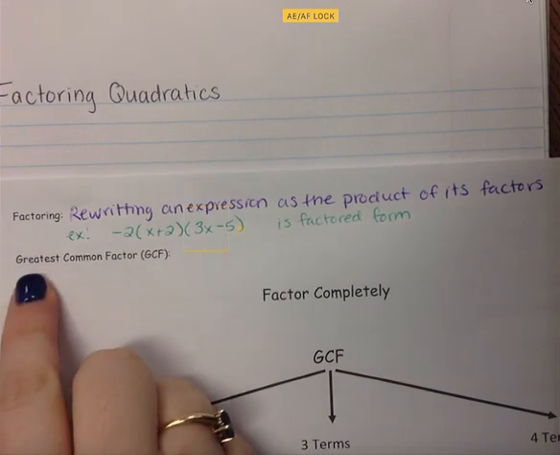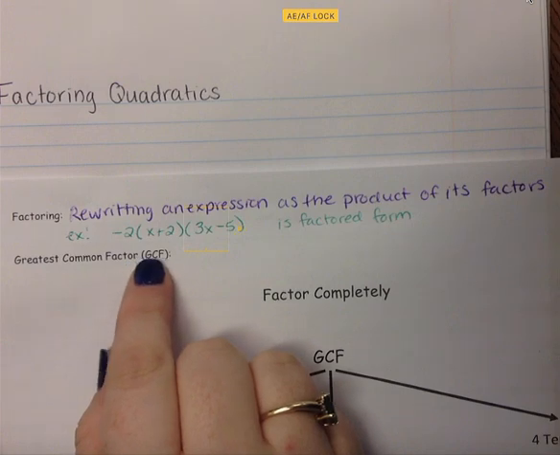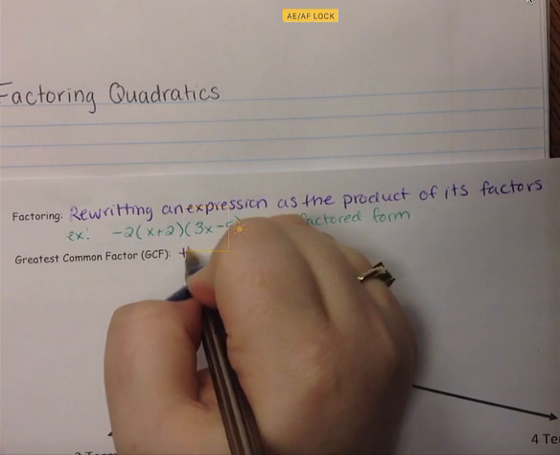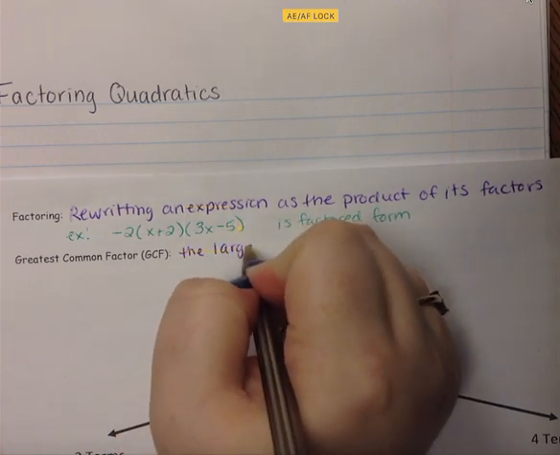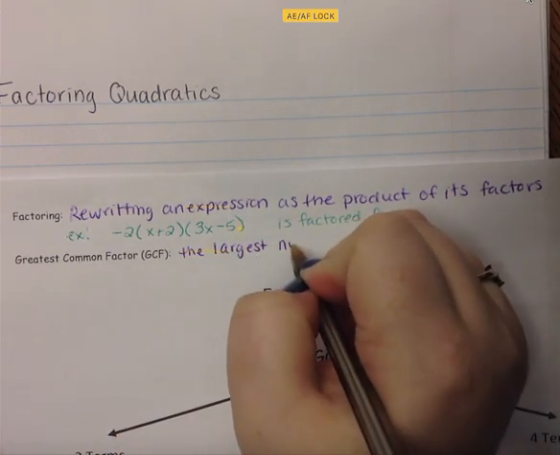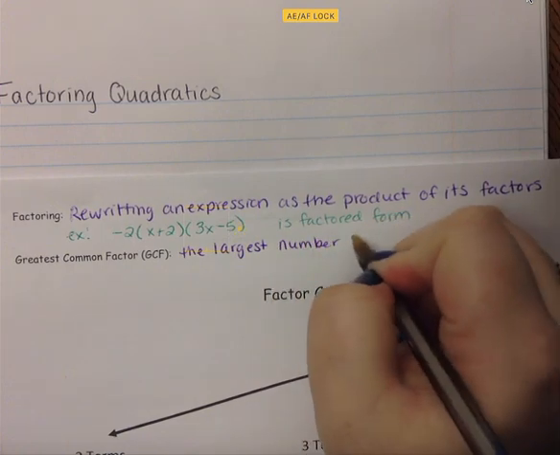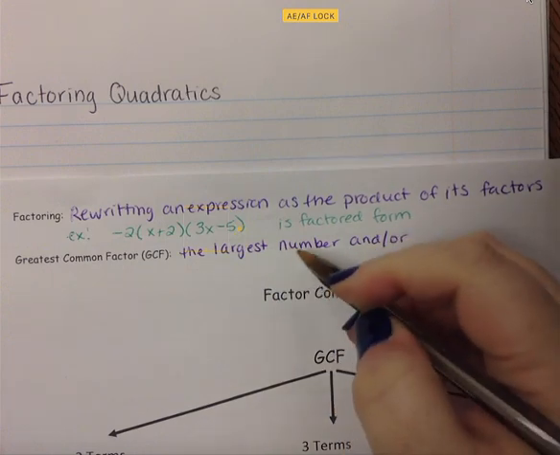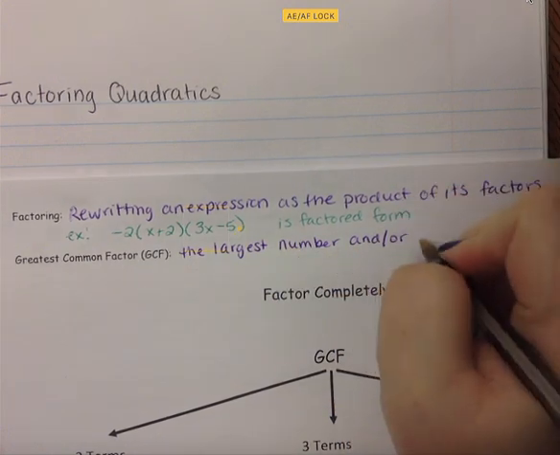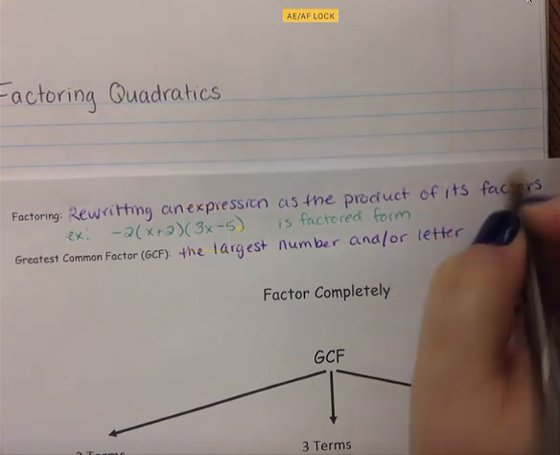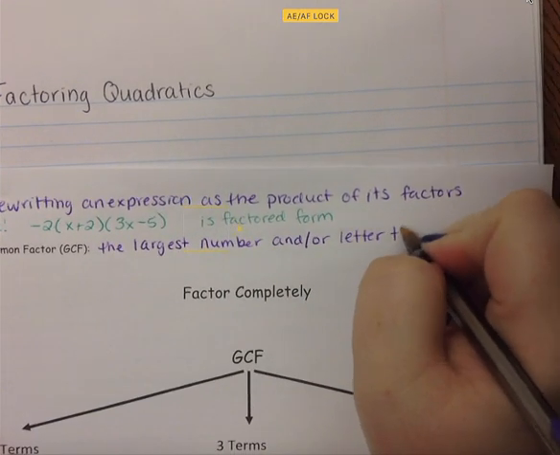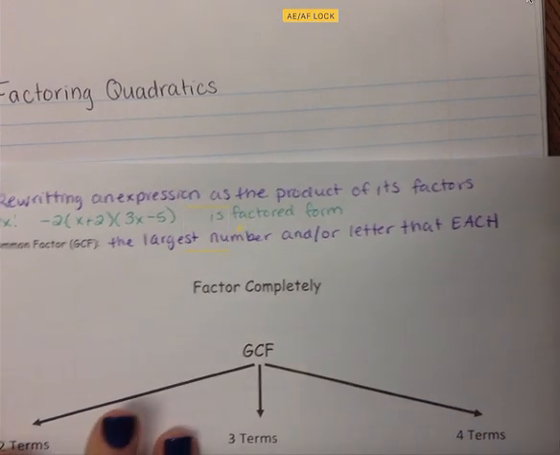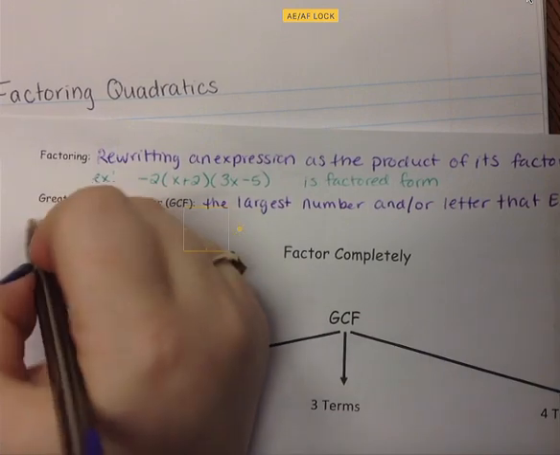The next term we're going to talk about is the greatest common factor, or GCF. The greatest common factor is the largest number and/or, it does not have to be both, but it can be the largest number and/or the largest letter that each term can be divided by.